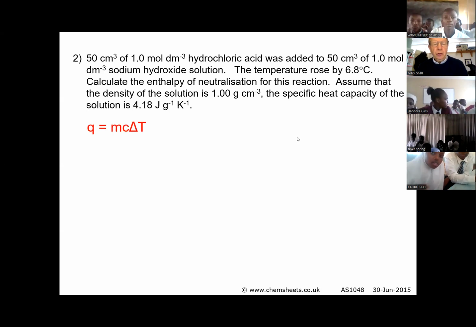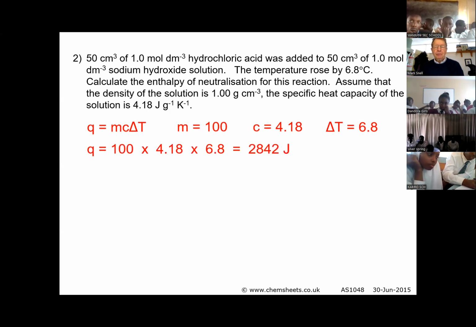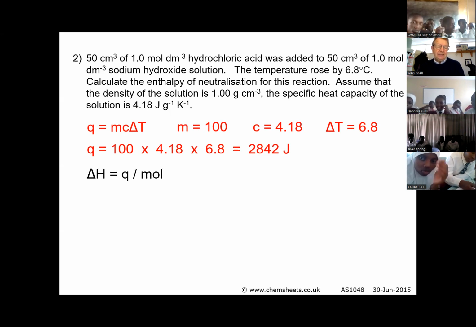We work out Q equals mc delta T. M is 100 because it's 50 added to 50. C is always 4.18. They will tell you that. You don't need to remember that. And the temperature rose, in other words, heat was given out by 6.8. And therefore, that is 2842 joules, which Kelsey at Dandora got, and I'm sure many of the rest of you got.